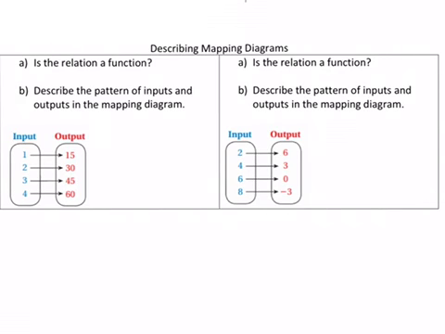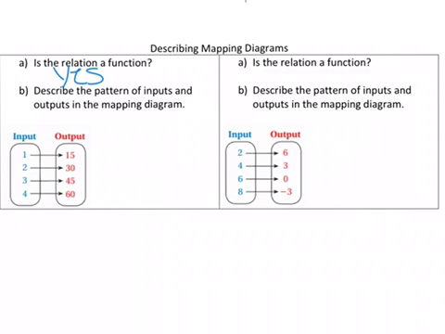Now we're just going to describe the mapping diagrams that we see by answering the questions that are given. So in the first one it says, is the relation a function? You're going to be asked that a lot. So let's look. Does each input have exactly one output? So 1 goes to 15, 2 goes to 30, 3 goes to 45, 4 goes to 60. Yes, each input has one output.